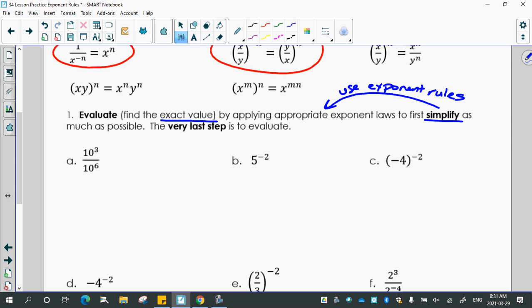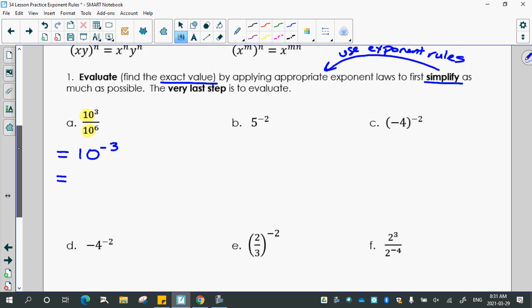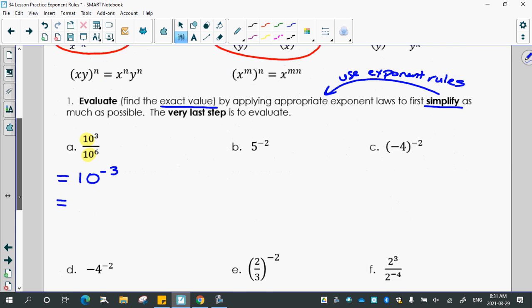Here's our first question: 10 to the 3rd divided by 10 to the 6th. You should be keying in on the fact that we're dividing powers with the same base. Everyone see that? Dividing powers with the same base. So the rule says to keep the base the same and subtract the exponents. 3 minus 6 is negative 3. And then the negative exponent rule says that that's 1 over 10 to the positive 3.